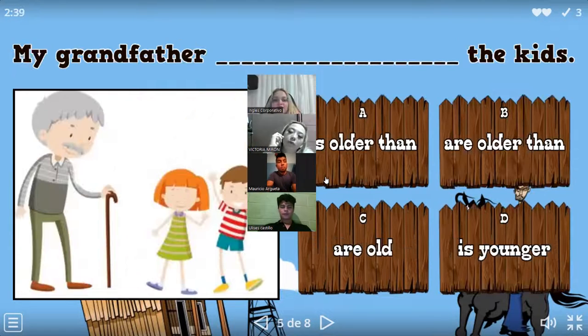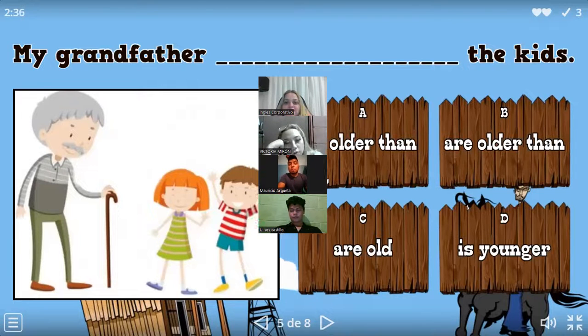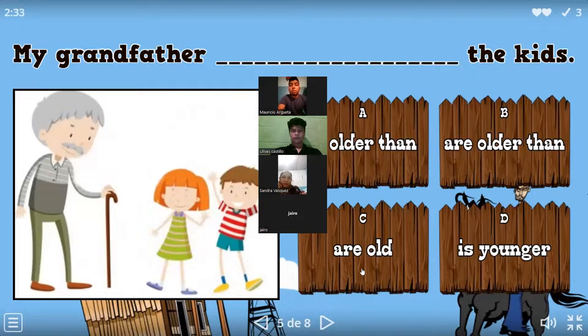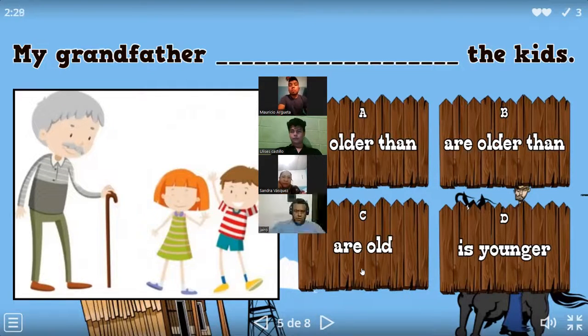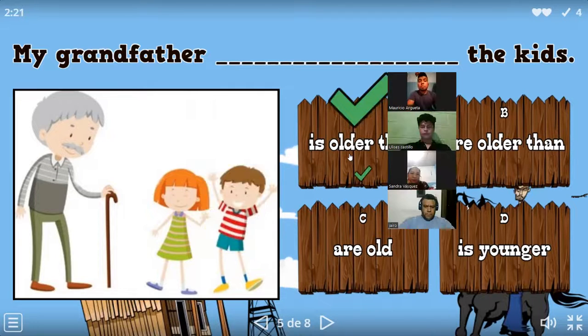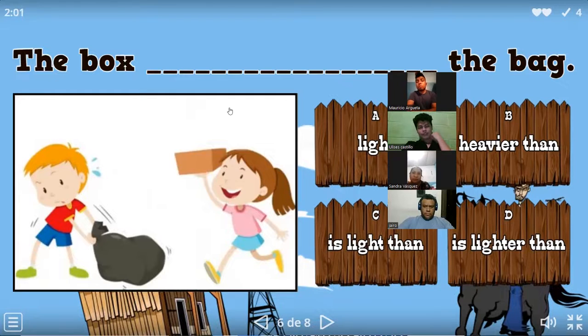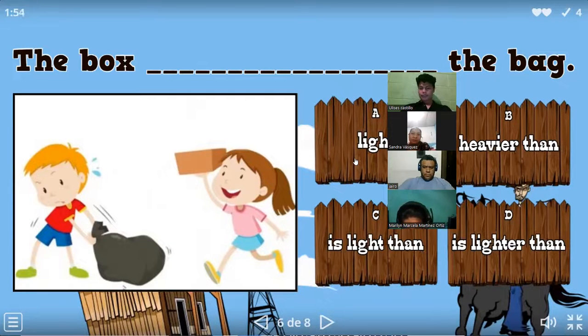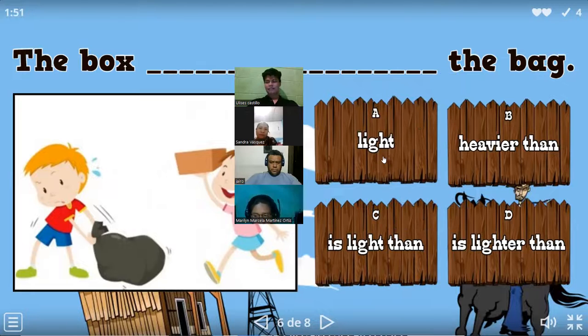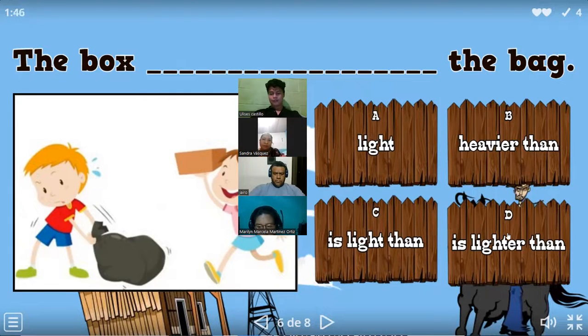Okay. My grandfather. What do you think, Victoria? My grandfather is older than the kids. Very good. Older. Awesome. All right, Ulises, ready this time? Yes. Okay. There you go. What's the answer? What do you think? The box is lighter than the bag. Yes, exactly.